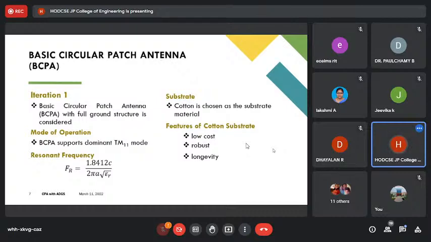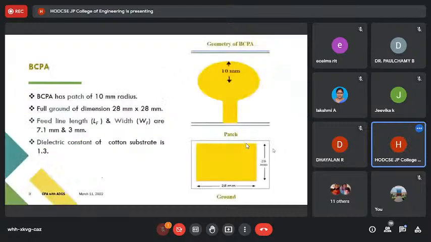Here we are choosing cotton as the substrate material. The entire patch is laid on the substrate. The main features of the material selected for this work are that it is low cost, robust, and has a long life. The geometry of the existing antenna, the basic circular patch antenna, is shown in the figure. The patch here is a circular patch with a radius of 10 millimeter. This is a full ground.